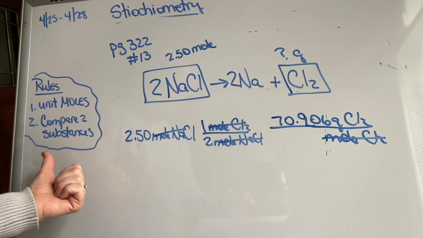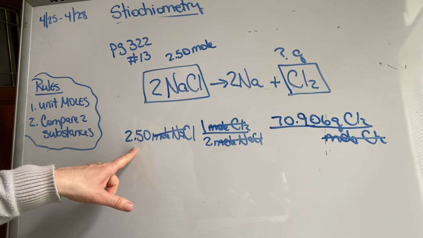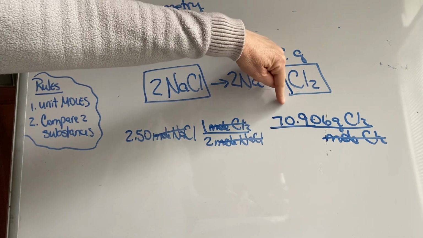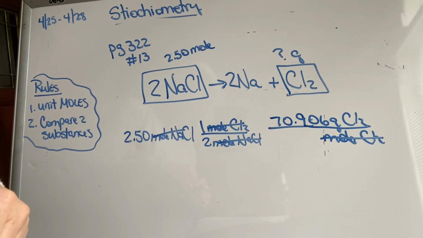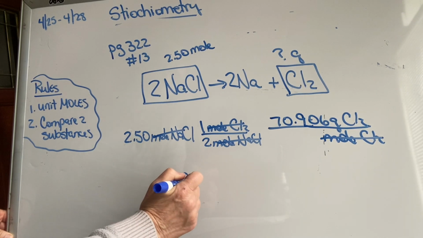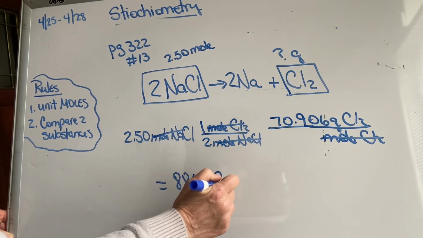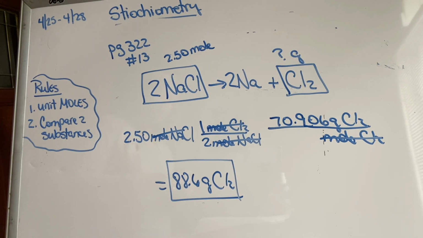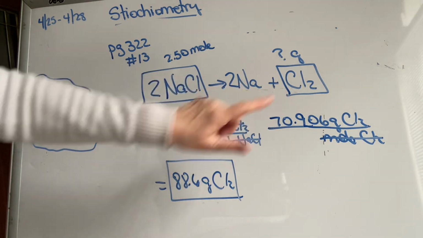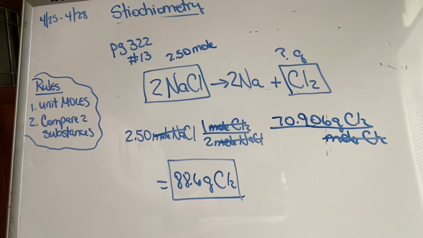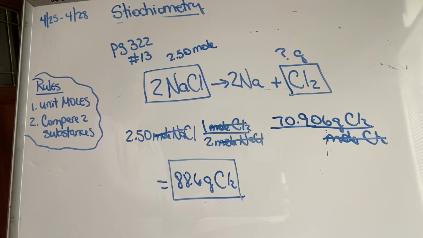So again, start from the left. Start here. You plug that in. You multiply by 1. You divide by 2. You multiply by 70.906, and you should get 88.6 grams of chlorine. And that is stoichiometry. It is a way for you to predict how much product you're going to get if you know how much reactant you start with. Or it's a way for you to figure out how much reactant you need to start with if you know how much product you want to make.